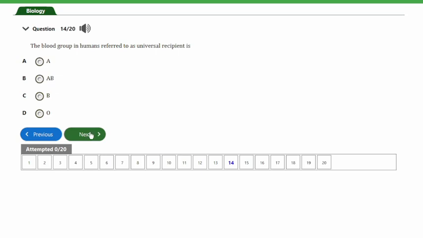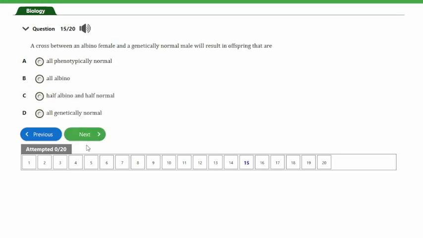That's question number 14. It says, the blood group in humans referred to as universal recipients is A is A, B is AB, C is B, and D is O. So guys, we've answered this question before, and the answer to this question is option B, that's AB. So let's look at the next question, and that's question number 15.